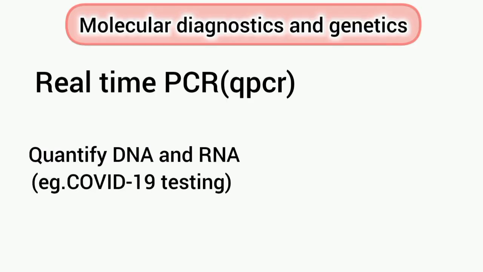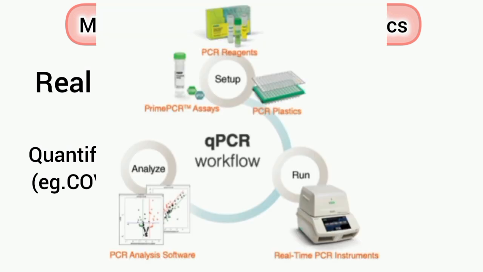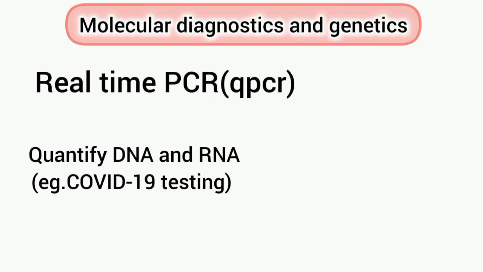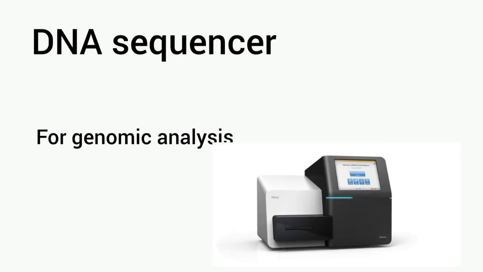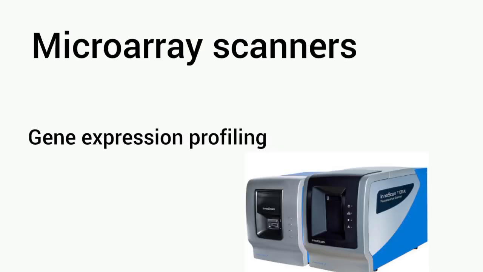Molecular diagnostics and genetic equipment in medical laboratory: real-time PCR. It is used to quantify DNA and RNA, for example, COVID-19 testing. DNA sequencer, it is used for genomic analysis. Microarray scanner, it is used for gene expression profiling.